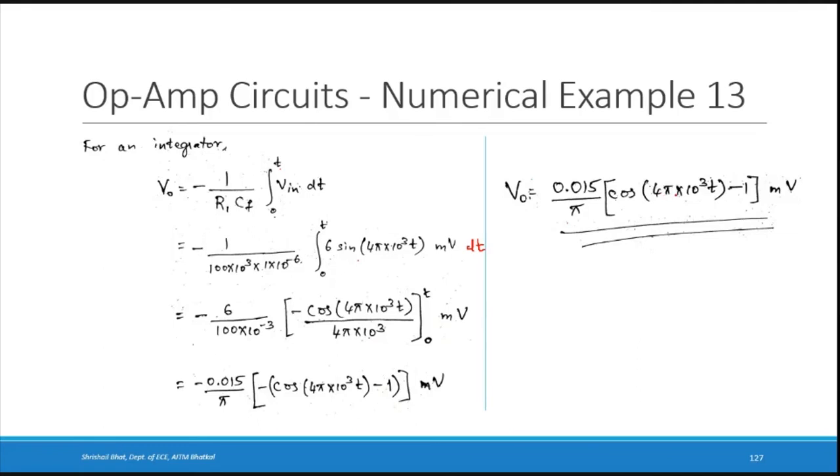In this 4 pi into 10 raised to 3, you can also write it as 4000, right? You can also write this as 4000 pi t. This way also is correct. So when you have an example of an integrator, first you have to get the expression for the input signal, then substitute that and get the expression for the output signal. Is it clear?